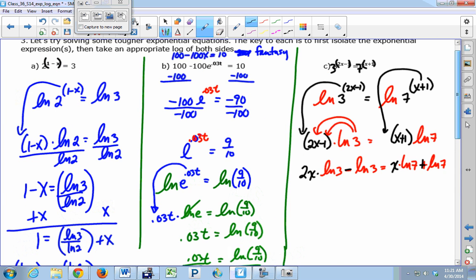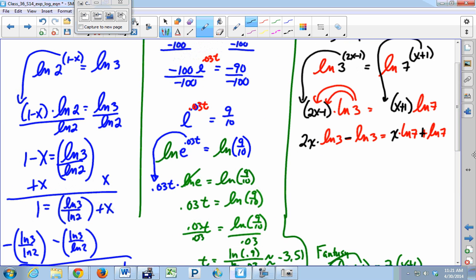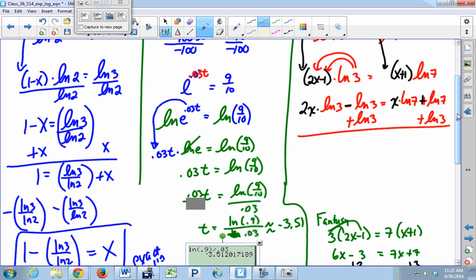So let's go up here. I want to move this constant over to the other side, just like I did. So I add it to both sides. There we go. So what do I have on the left side? I still have this thing called 2x times the natural log of 3. This goes to 0. Equals x times the natural log of 7 plus natural log of 7 plus natural log of 3.